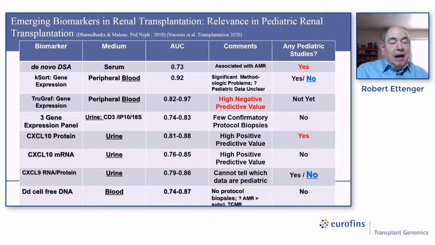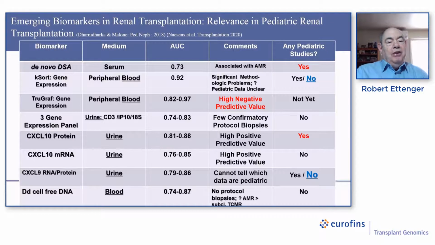Tom Bled-Hansen, one of my ex-fellows and now a real luminary in the area of biomarkers in pediatric renal transplantation, studied CXCL10 protein in the urine and showed that there was a high positive predictive value for the urinary CXCL10. To my knowledge, this is the only study that has looked at just pediatric patients.